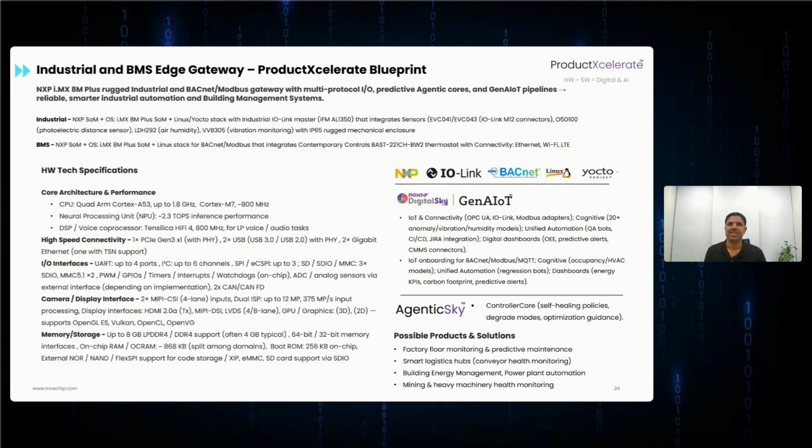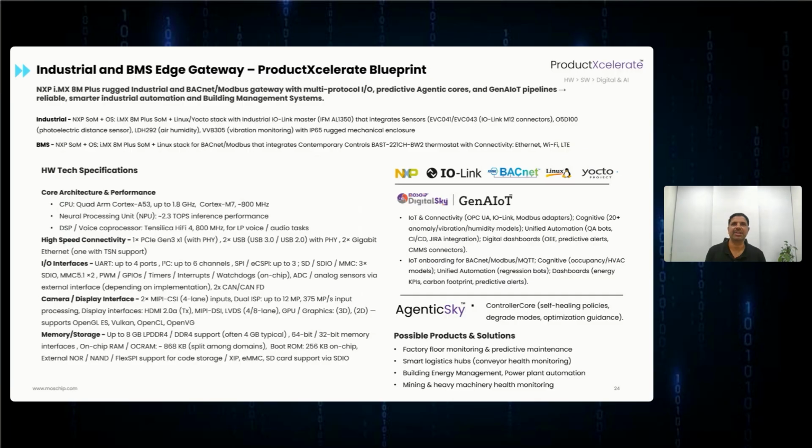Gen IoT manages OPC, IO-Link, and MQTT connectivity, along with multi-protocol device onboarding. It provides cognitive models that monitor occupancy, vibration, humidity, and energy consumption, feeding dashboards that report OEE, carbon footprint, and predictive maintenance alerts. Agentic Sky extends this with the controller core, implementing self-healing policies, degradation modes, and optimization logic that sustain system performance even under partial faults. This accelerator forms the basis for industrial and building management systems that can self-monitor, self-correct, and operate continuously across rugged, high-availability environments.